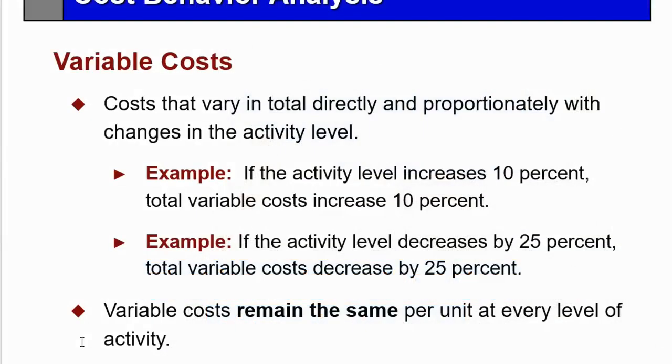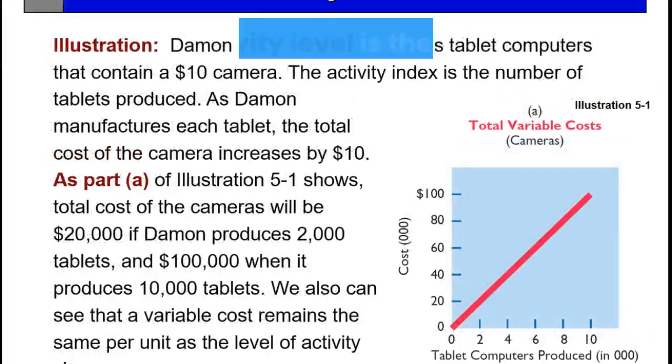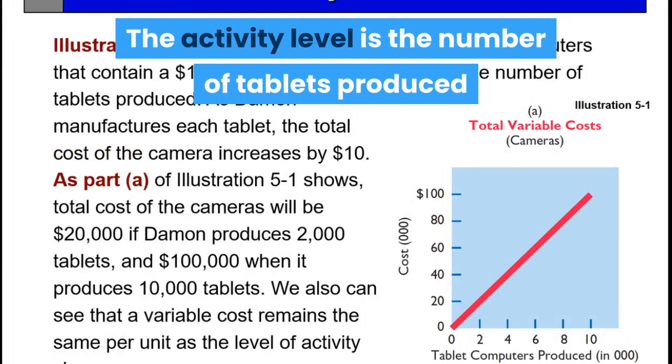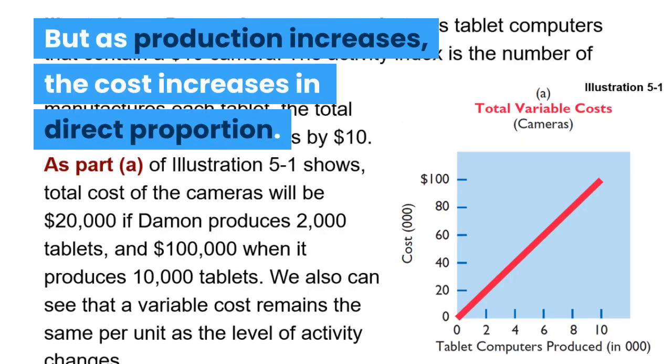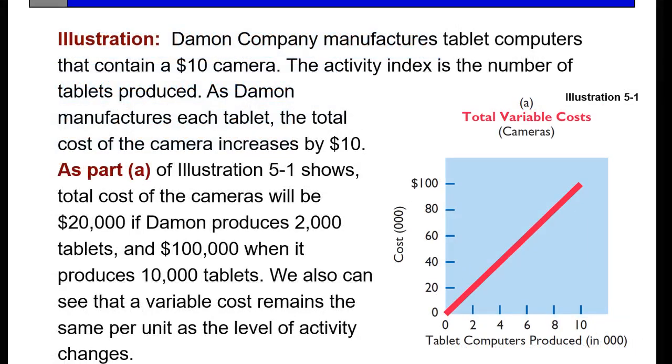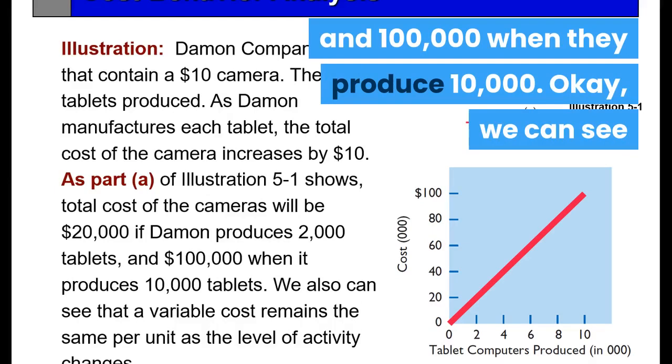An example: Damon Company manufactures tablet computers that contain a $10 camera. The activity level is the number of tablets produced, and as it shows, at 0 production, there is 0 cost. But as production increases, the cost increases in direct proportion. Therefore, this illustration shows that the total cost of cameras will be 20,000 if they produce 2,000 tablets and 100,000 when they produce 10,000.